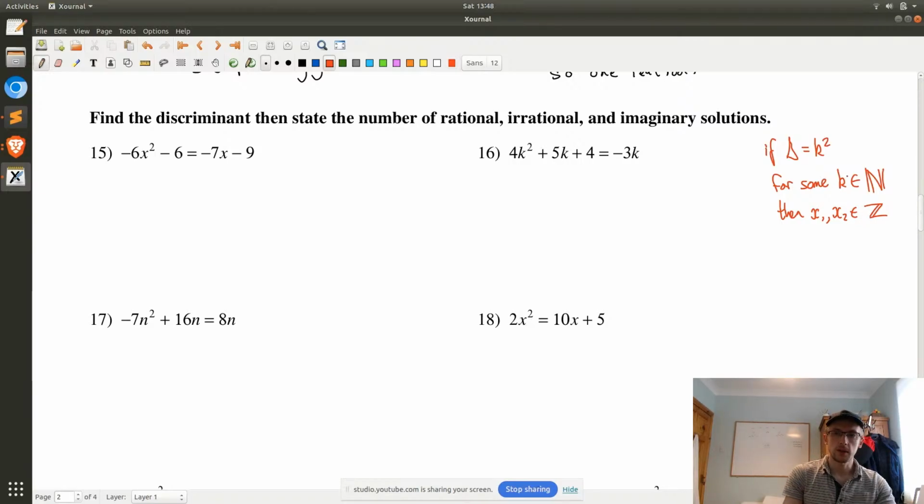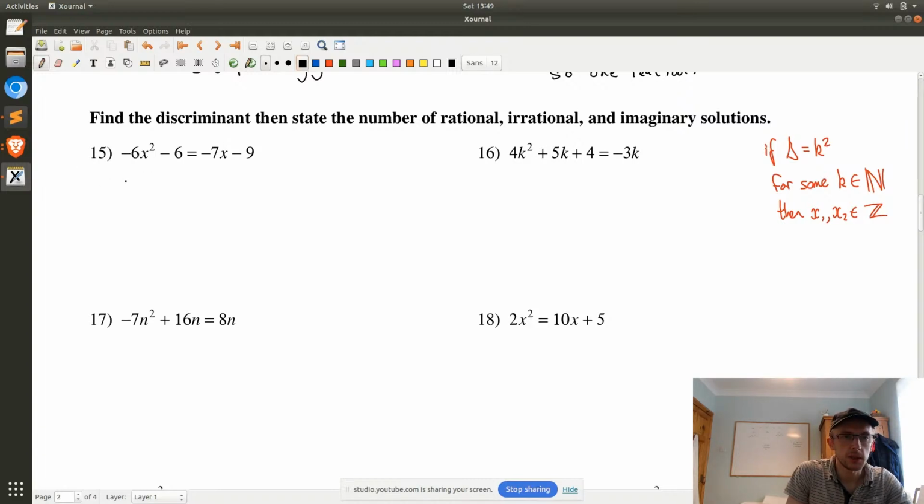But I guess you could extend it so that if k were to belong to the integers, then the roots would be the Gaussian integers, which are complex numbers. So numbers of the form a plus bi, where a and b are both integers as well. I guess that could work. So let's apply it here.